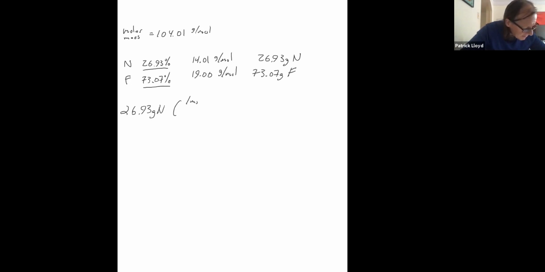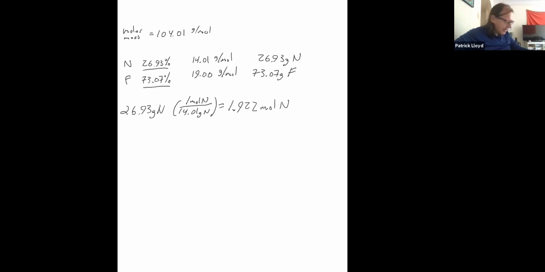So 1 mole of nitrogen is 14.01 grams. These are large masses, by the way. When people do these experiments, they wouldn't likely use 26.93 grams. They're more likely to use like 26.93 milligrams, like the thousandth as much, but they're using nice big numbers. Divided by 14.01, and you get 1.922. And the fluorine is 73, so there's more fluorine. This is going to end up being NF3 most likely.